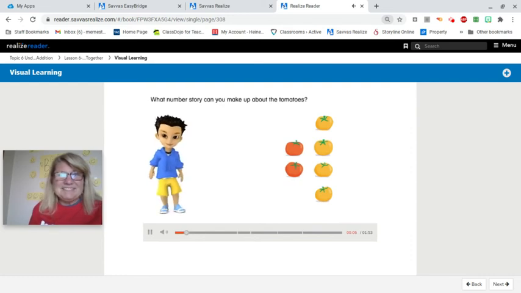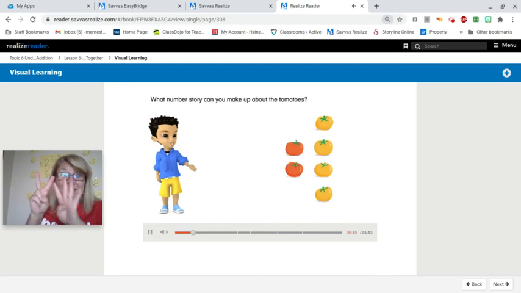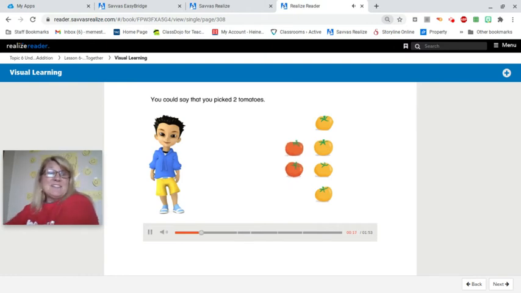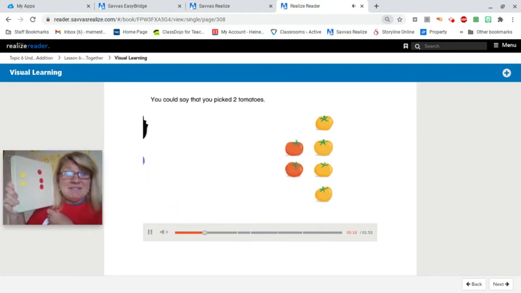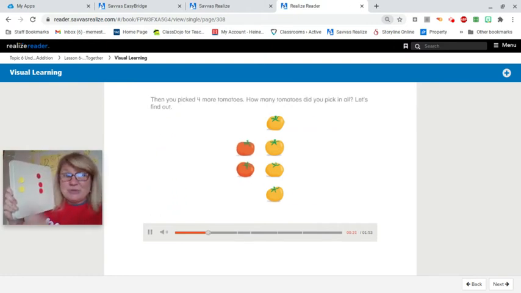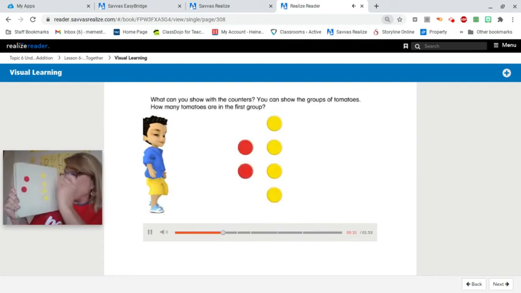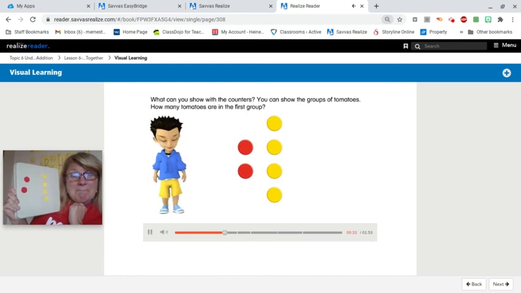What number story can you make up about the tomatoes? Look at the groups of tomatoes. You could say that you picked 2 tomatoes. I could use my little red chips. There are 2 red. Then you picked 4 more tomatoes. How many tomatoes did you pick in all? And let's find out. Are my 4 yellow. And how many are there altogether? What can you show with the counters?